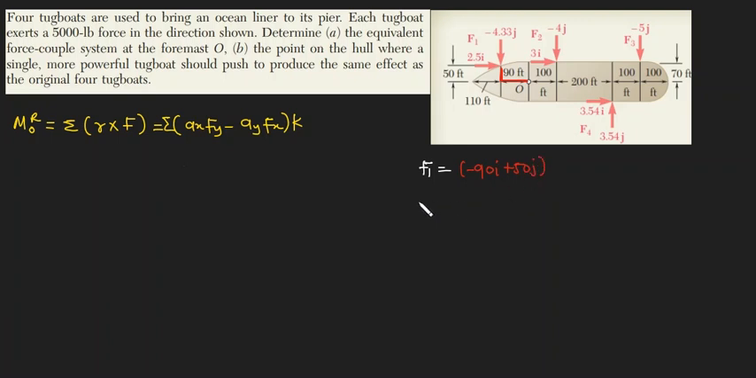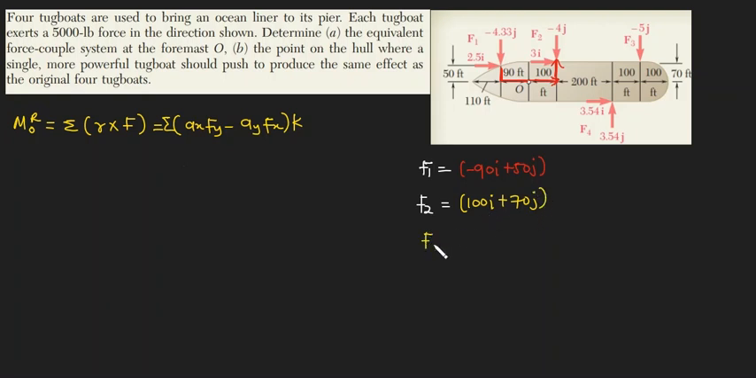And then for F2 also, let's look at what you are going to have. For F2, you move in the positive x-axis direction, and then you move up a distance of 70 feet in the y-axis direction. So for that one, we are going to have 100i plus 70j. This is what you are going to have.